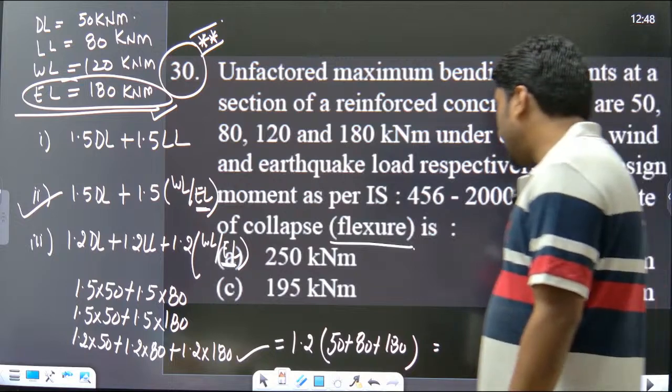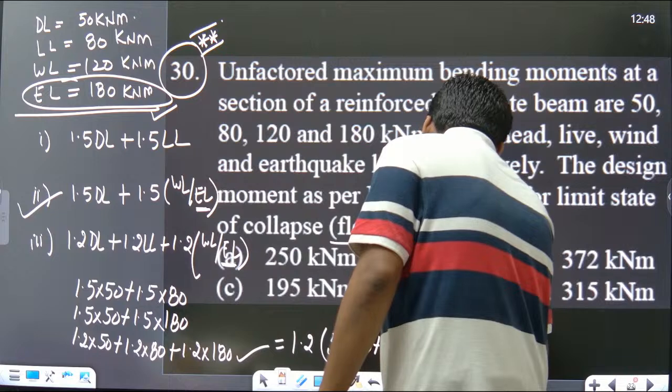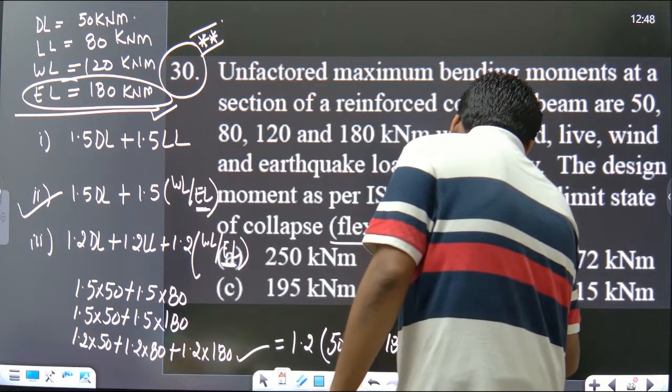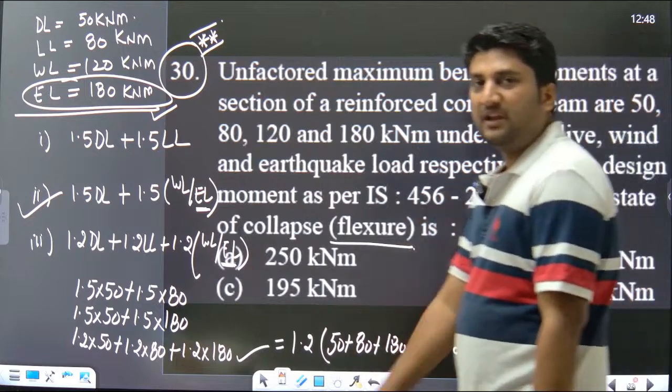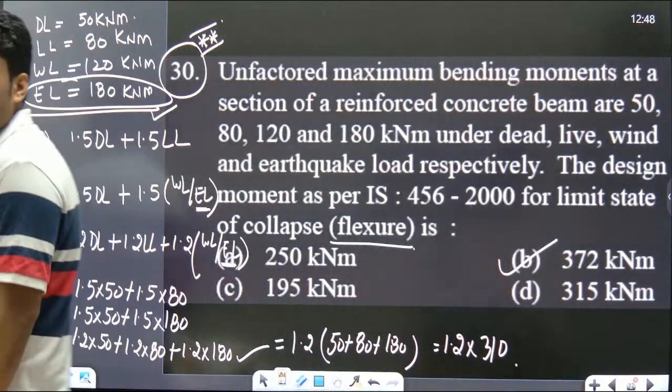No need to solve the question, because it is 20% more than 310. So you'll get the answer as option B. Why? Because this value will be certainly more than 350. Only one option is there which is more than 310. Option B is the correct answer.